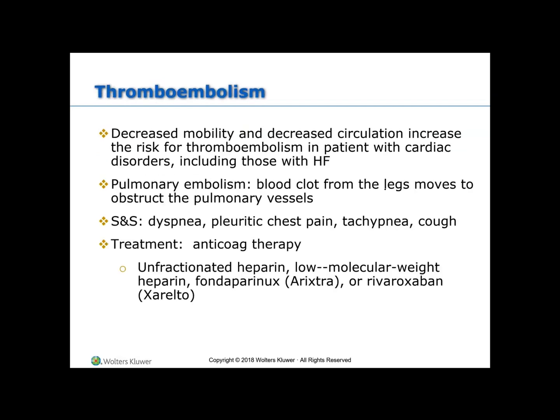There are thromboembolisms, right? So if you have decreased cardiac output, you're going to have decreased circulation. You're going to run the risk for DVTs in patients with cardiac disorders. You can get pulmonary embolisms, where blood clots from the legs move through and obstruct the pulmonary vessels. So some things to look for are dyspnea, pleuritic chest pain, tachypnea, and cough. Treatments can be anticoagulation therapy: unfractionated heparin, low molecular weight heparin.